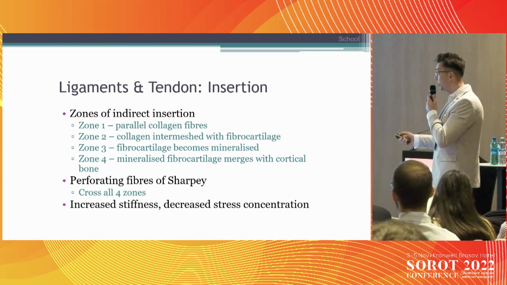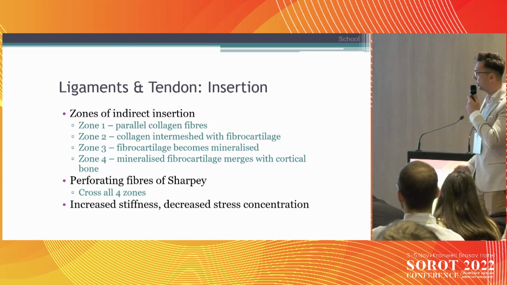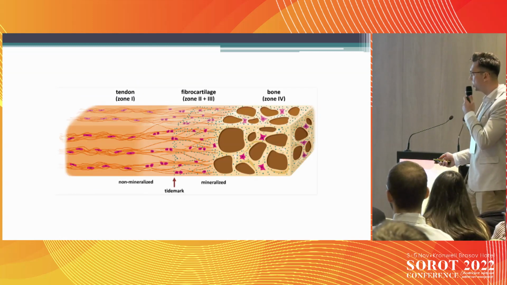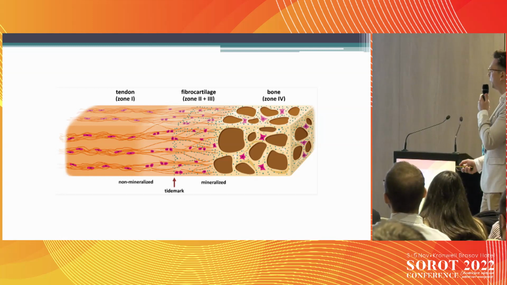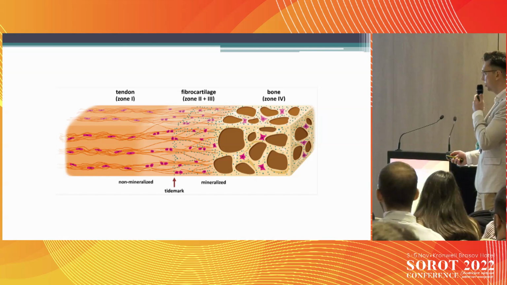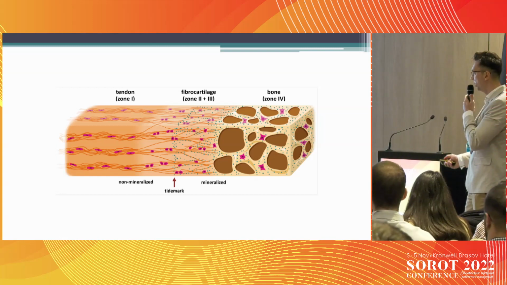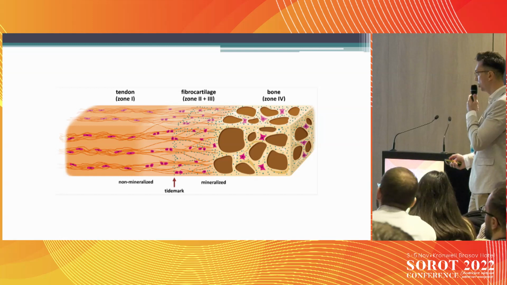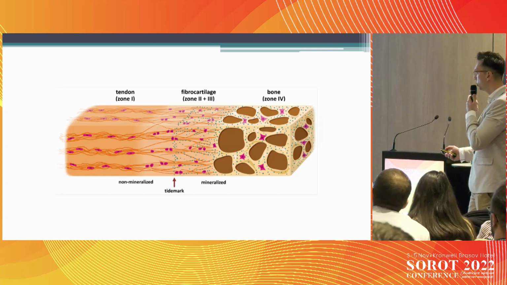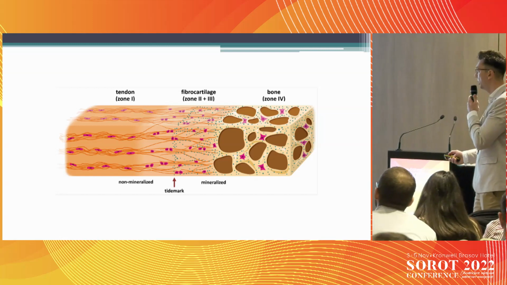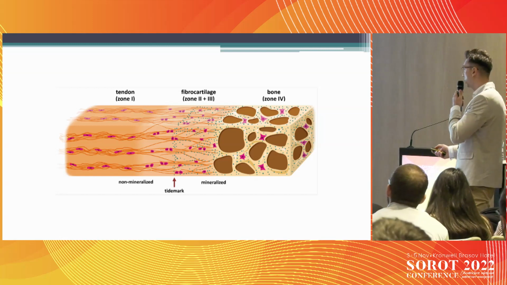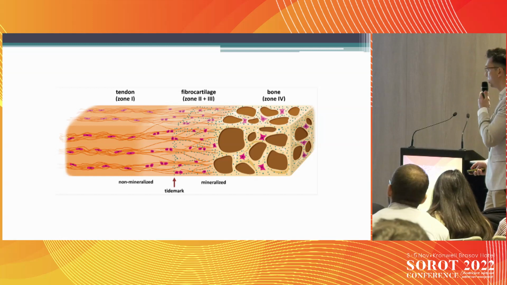In the insertion of tendons and ligaments, there are four zones. Well, we can explain it right here. The first zone is the collagen fibers, which are parallel to each other. When they cross the fibroblast, fibrocartilage tissue, there is zone 2. Zone 3 is the mineral zone. It's mineralization of the fibrocartilage, and the mineralized fibrocartilage across the bone, there is zone 4.